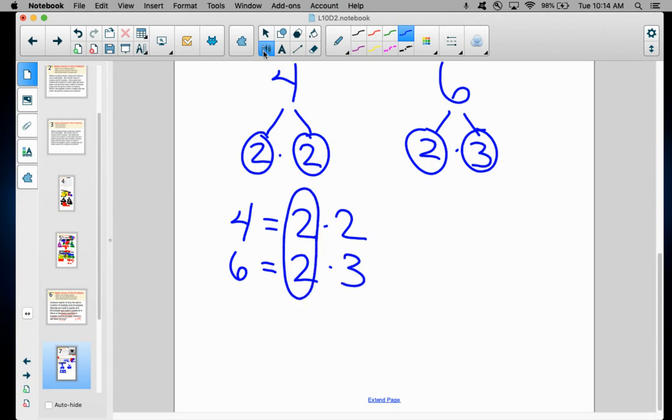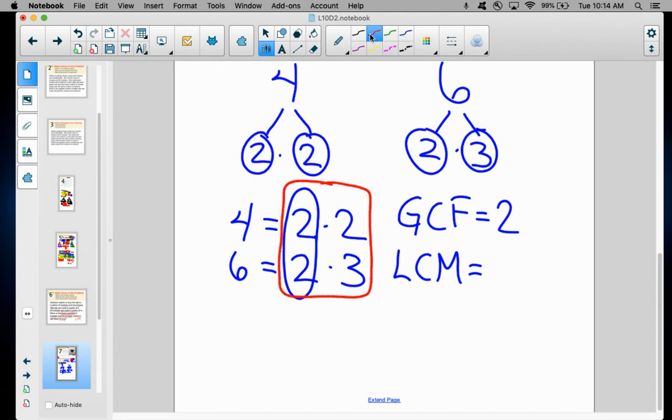And so there's one number that's the same. And to find the GCF, it would just be 2, because there's no other number to multiply it by. So it's just what's in the circle. It's a 2. So that's the GCF in this case. We didn't need to find that. We needed to find the LCM. But at this point, you can use these numbers to help you find the LCM.